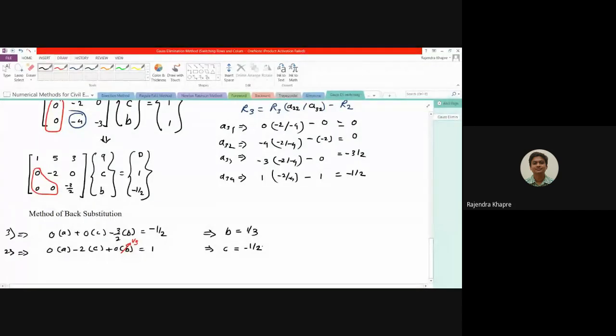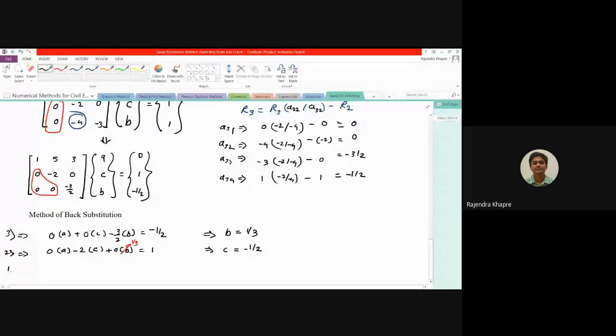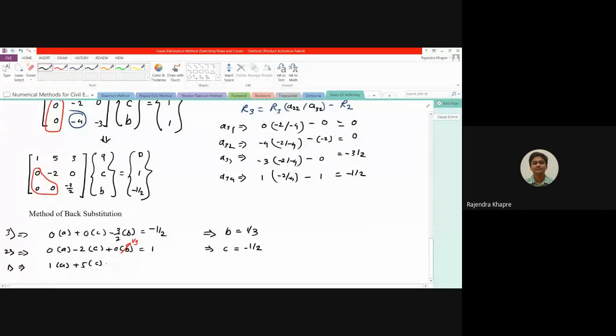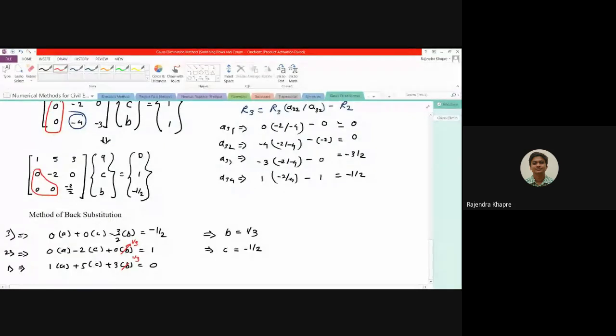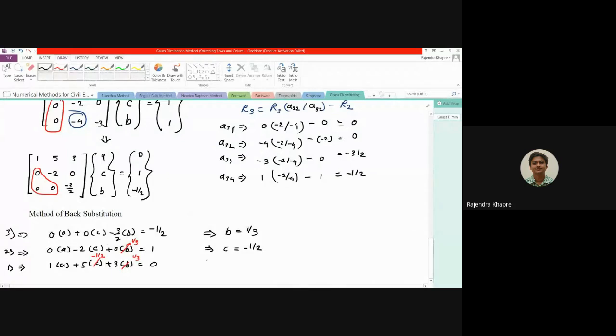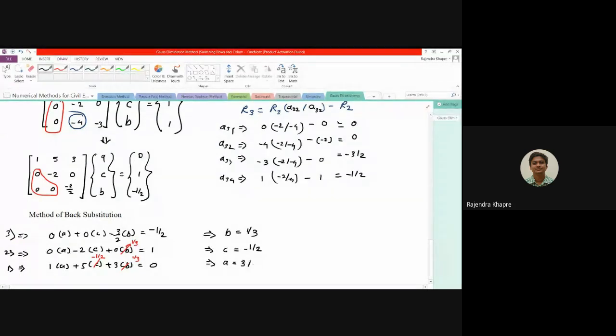Okay, fine. Now lastly, if you go with the first row, the first row will be something like 1 into a plus 5 into c, again this is c, right? And this is 3 into b, and this is going to give you the value of 0, where the value of b is 1 by 3, the value of c is minus half. So this is going to give me the value of a. How much is it? 3 by 2.